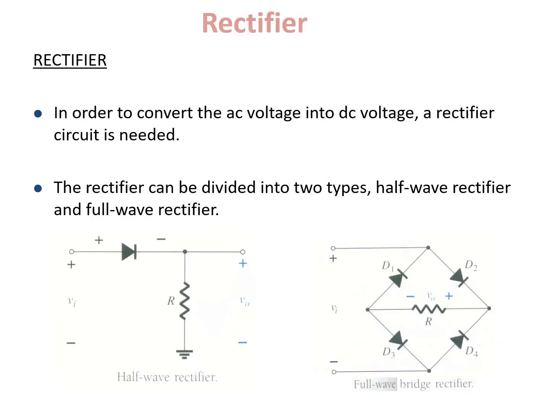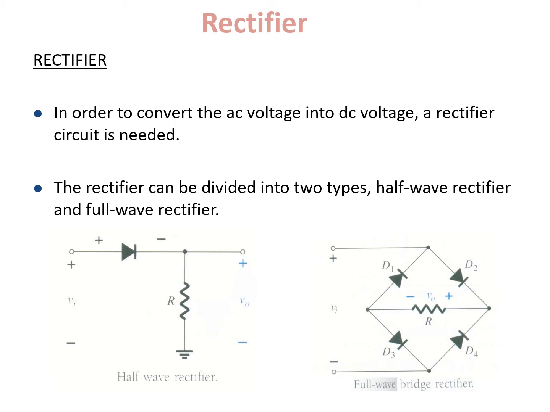Okay, so next is the rectifier. You will have two rectifiers, half wave and full wave. For half wave, you will use only one diode. For the full wave rectifier, you will have 4 diodes, or you can call it a bridge rectifier. This rectifier converts AC voltage to DC.